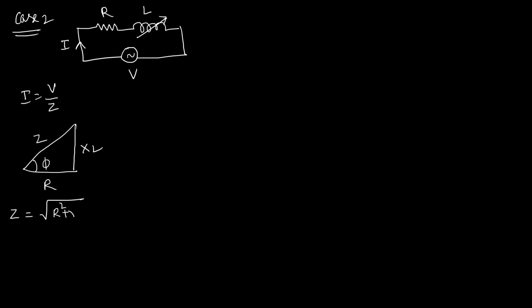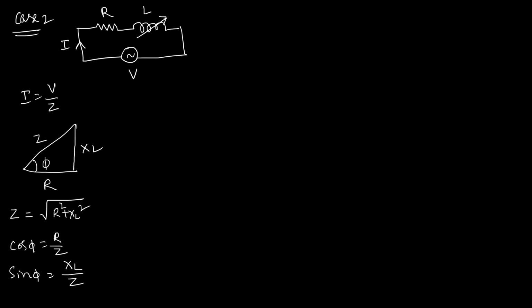Now according to Ohm's law, I is equal to V by Z. Now go with the impedance triangle. This is R, XL, Z, making an angle of phi. Now what is Z? Z is root of R square plus XL square. Cos phi is R by Z, and sin phi is XL by Z. Okay, so keep it aside.